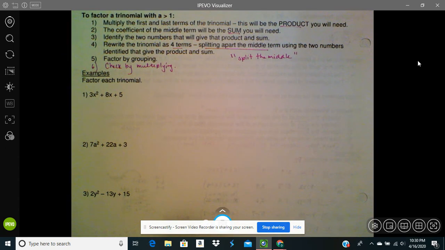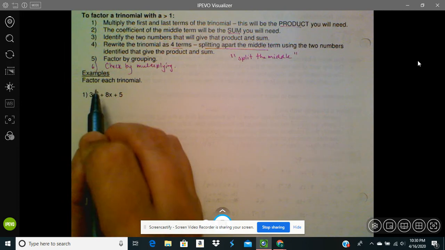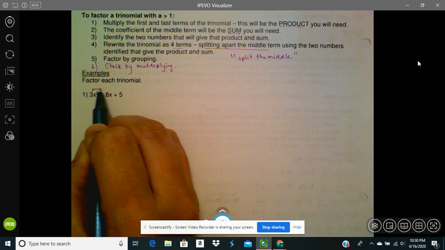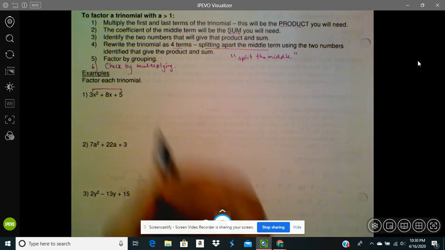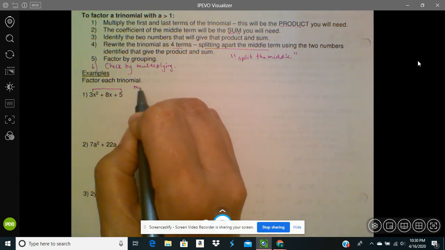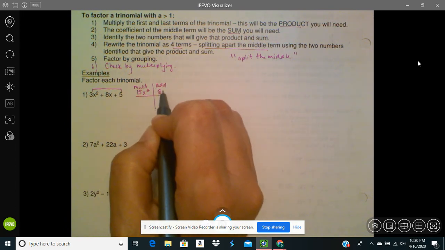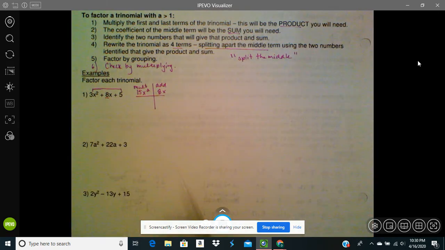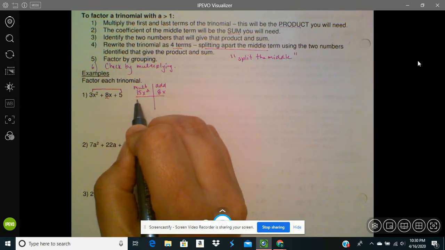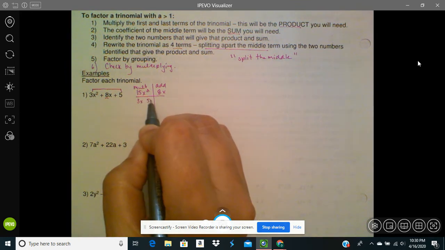Okay, so we have 3x squared plus 8x plus 5. So we do what it says to do, multiply the first term times the last term. We're going to need two numbers that multiply to make 15x squared, but at the same time, they need to add to 8x, this middle term. So think about what they are. Some of you know right away that it's going to be 3x and 5x. 3x times 5x equals 15x squared. 3x plus 5x equals 8x.